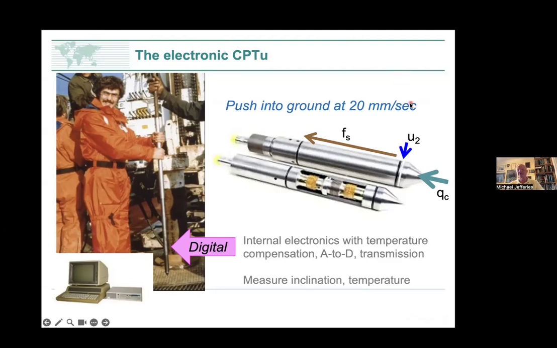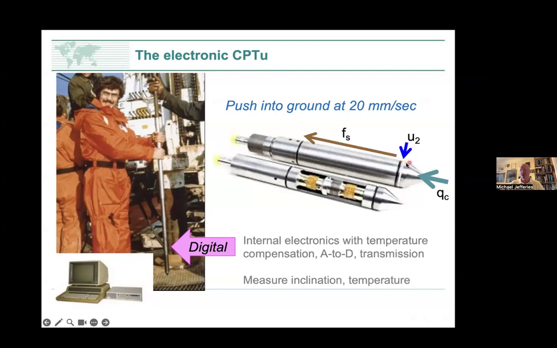So what I have on the screen over here is a photograph of a tip of a cone penetration test, and then we see the internals with the internal strain gauges, and we make 3 measurements, or our basic measurements. We measure a tip resistance, which we report as a stress. So it's tip load divided by the area of the tip, which is conventionally called QC.